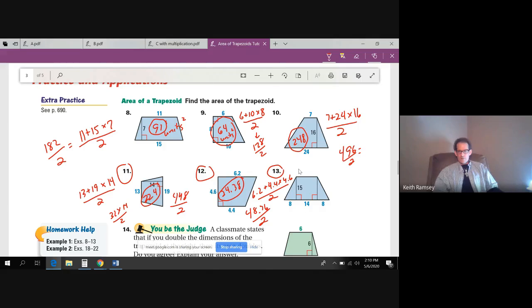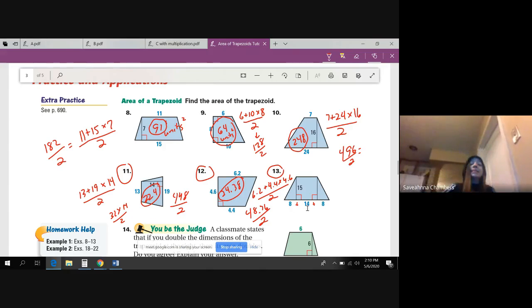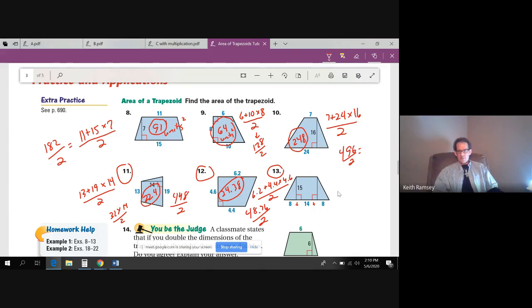Because they don't label the top, and the bottom is the sum of all 3 of these measurements. You really have to do 8 plus 14 is going to be 22, plus 8 is going to be 30. So you're going to have 30 plus the top. So if this is 14 down here, then they want you to surmise that this is also 14 up here.